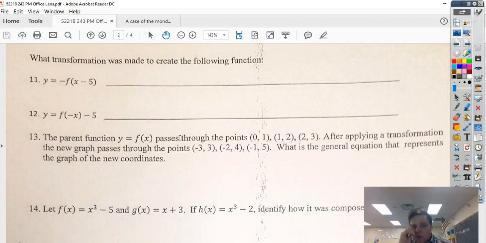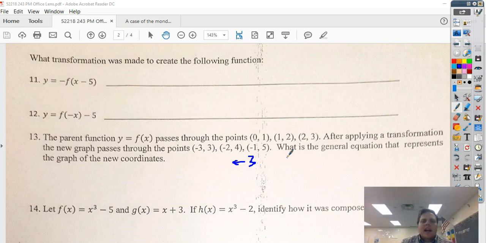The parent function, y equals f of x, passes through the points (0, 1), (1, 2), (2, 3). After applying a transformation, the new graph passes through these new points. What general equation represents the graph of the new coordinates? So guys, first, just think about what happened. Just look at the x's. We went from 0 to negative 3, from 1 to negative 2, from 2 to negative 1. What does it look like we're doing? Shifting to the left 3. I'm subtracting 3 on the x, so I'm going to the left 3 each time.